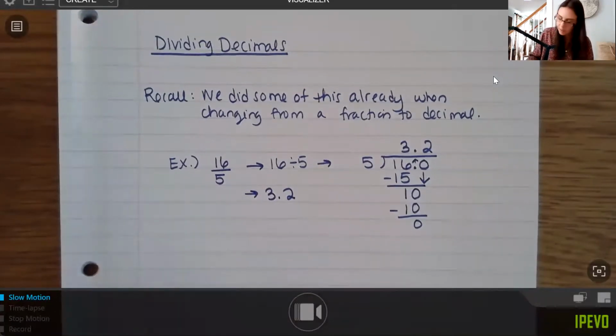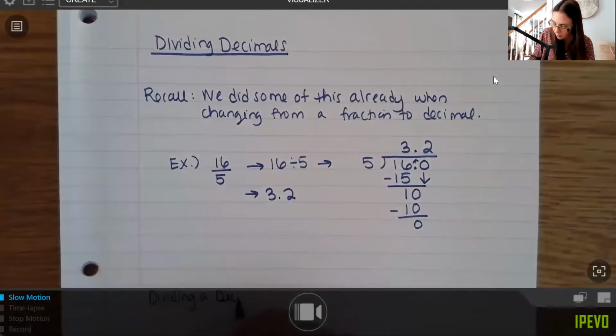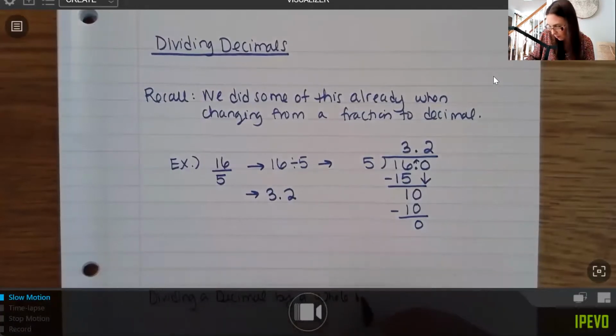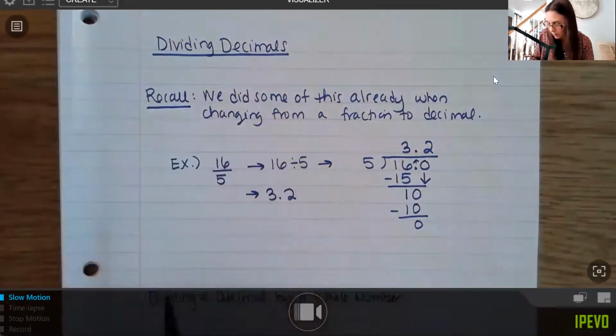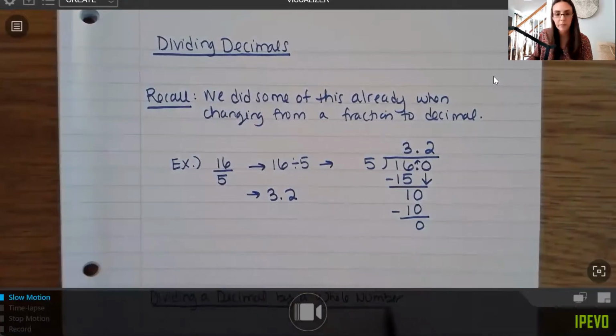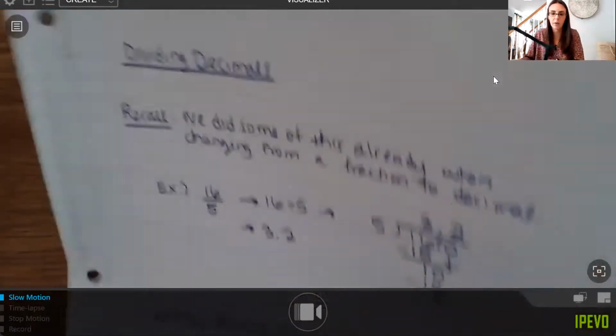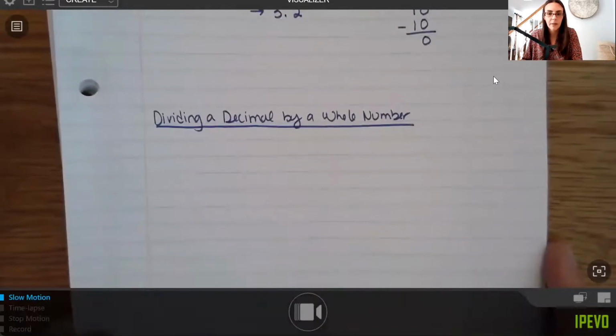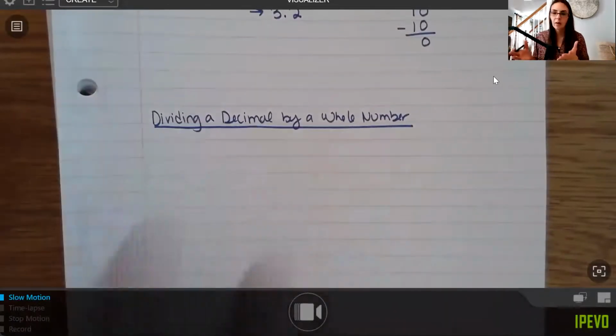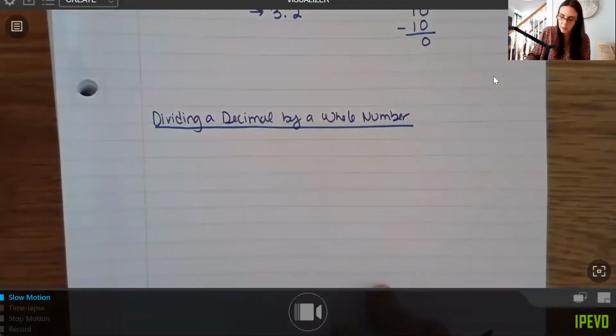Okay, so I'm going to start first with just doing some examples on dividing a decimal by a whole number. Okay, so and let me move this up for you guys to see. And you're going to see that's very similar to what we did above. We're just going to kind of keep going, bring that decimal point straight up, and attach zeros if we need to. So let's do some examples.